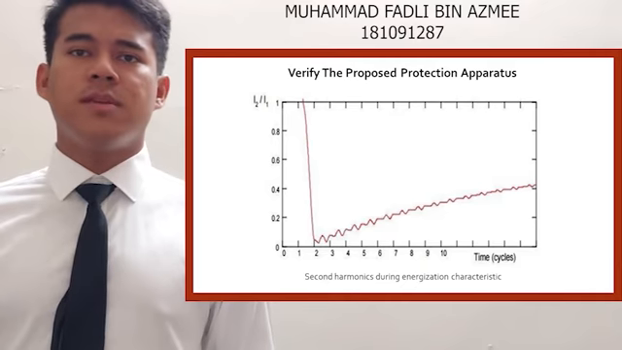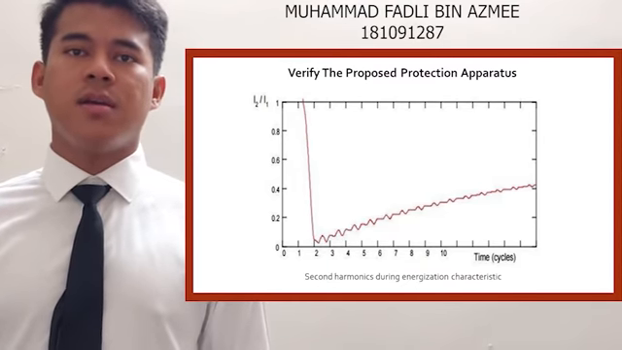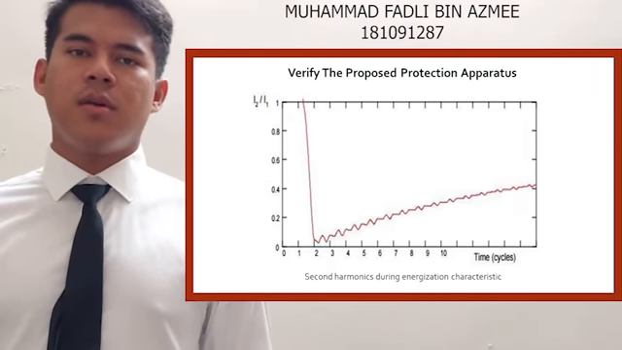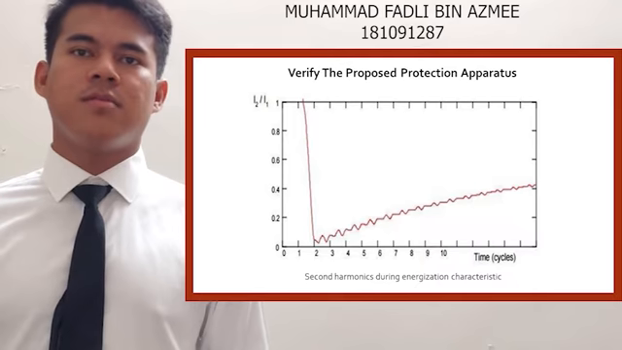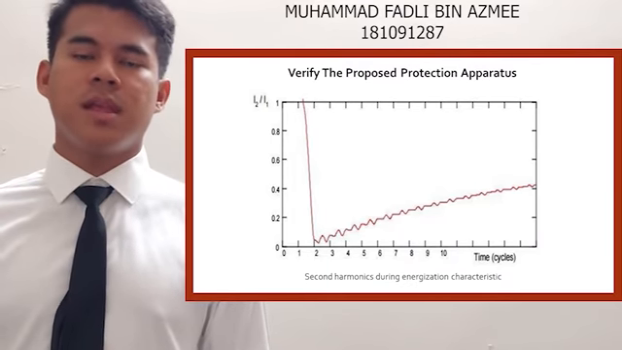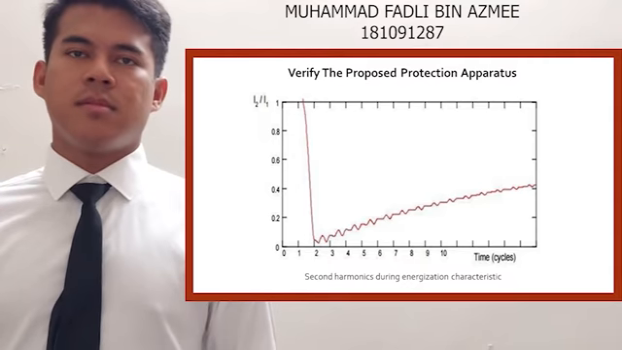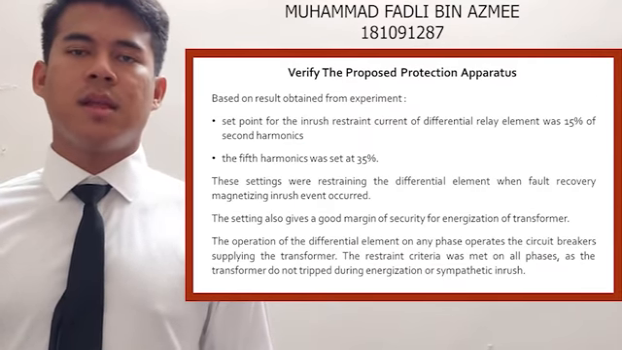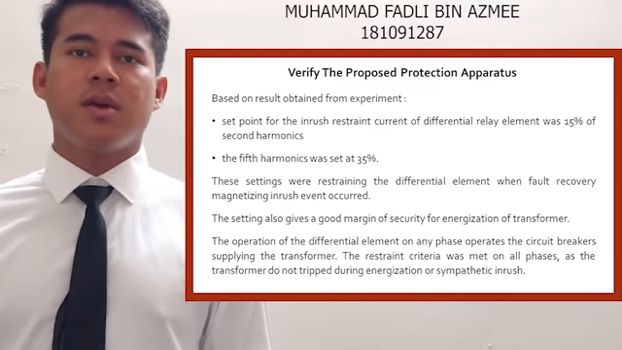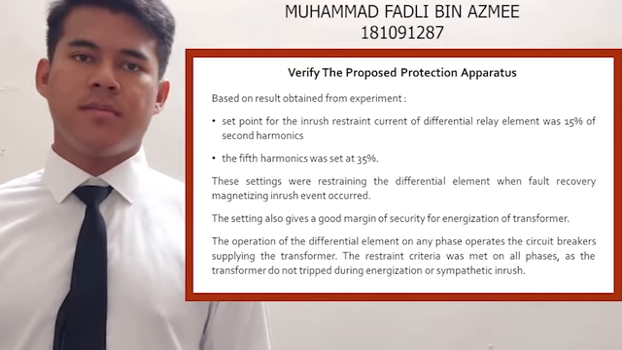The operation of the differential element on any phase operates the circuit breaker supplying the transformer. The restraint criteria was met on all phases as the transformer did not trip during energization or sympathetic inrush. The magnetization inrush current generated during the transformer energization for this application was sufficient to activate the differential element.